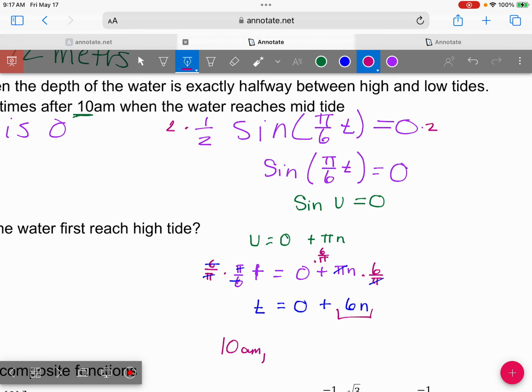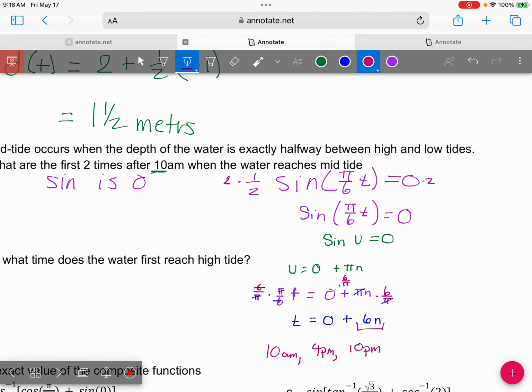So 10 a.m. is our first mid-tide. 4 p.m. And 6 more hours later, 10 p.m. So we were looking for that mid-tide. When? This means we're solving for t.